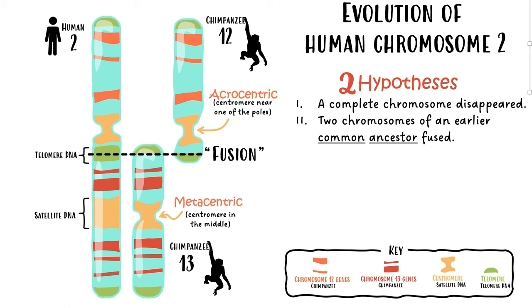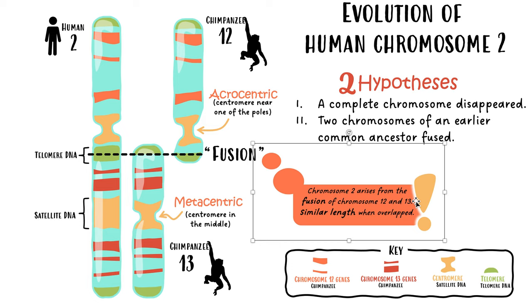First evidence: chromosome 2 arises from fusion of chromosome 12 and 13 because it is a similar length when overlapped. That's evidence 1. Think about it. Here's chromosome 12. Here's chromosome 13. If you overlap them, they are going to be the same length as human chromosome 2. So that is one evidence for it. It's the same length when you overlap them, so if you fuse them, it's going to be the same length. That's one evidence. What else?